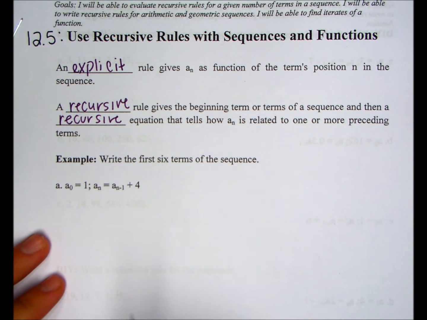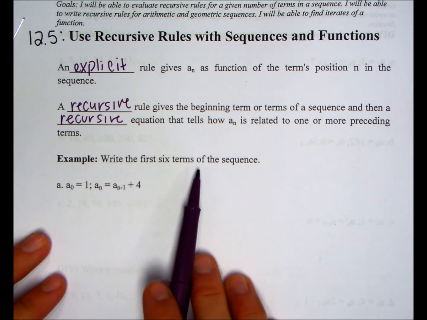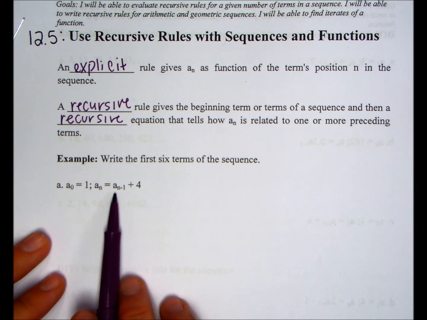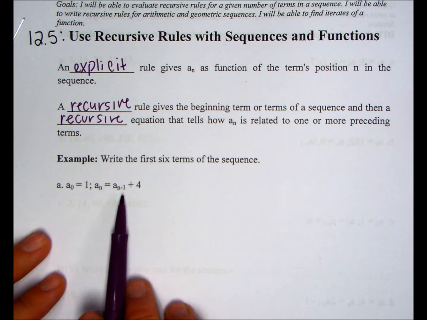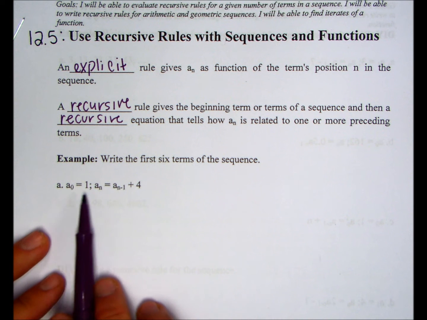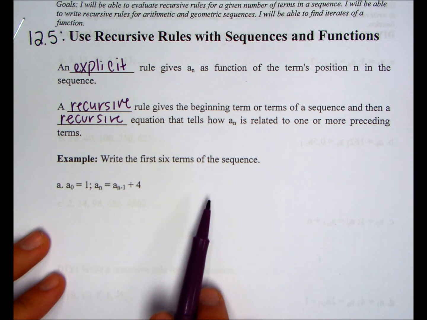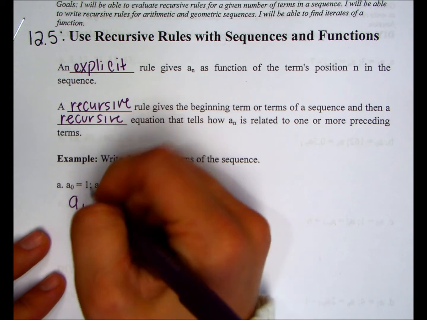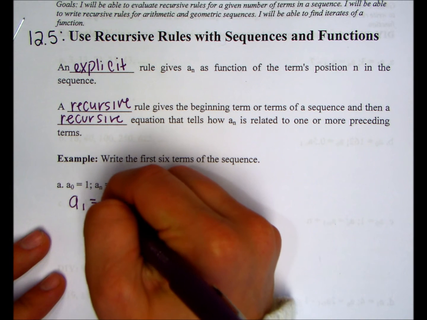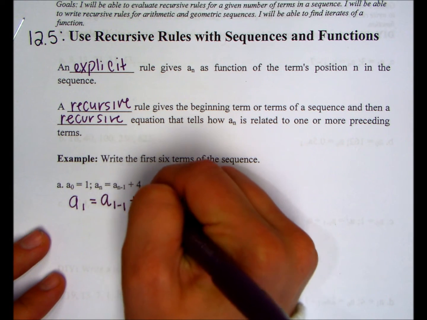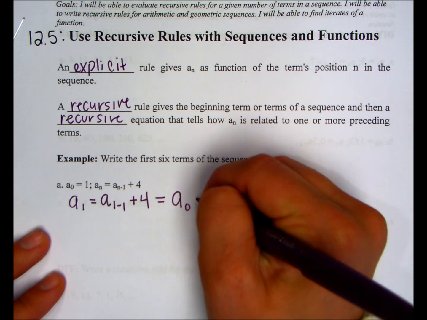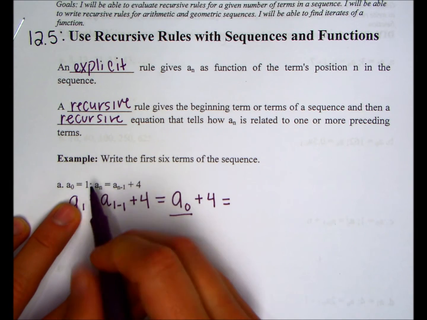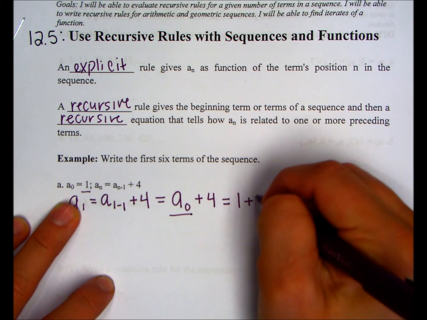So for example here, they want us to write the first 6 terms of the sequence. They tell me a sub 0. I need to know a sub 0 because in my equation I have a of n minus 1. I can't find a sub 2 right now because I don't know what a sub 1 is. So the first thing I want to find is a sub 1. Well, a sub 1 is going to be equal to a of 1 minus 1 plus 4. That's equal to a sub 0 plus 4. Now I'm replacing a sub 0 with what it is, which is 1. So this is 1 plus 4, which equals 5.